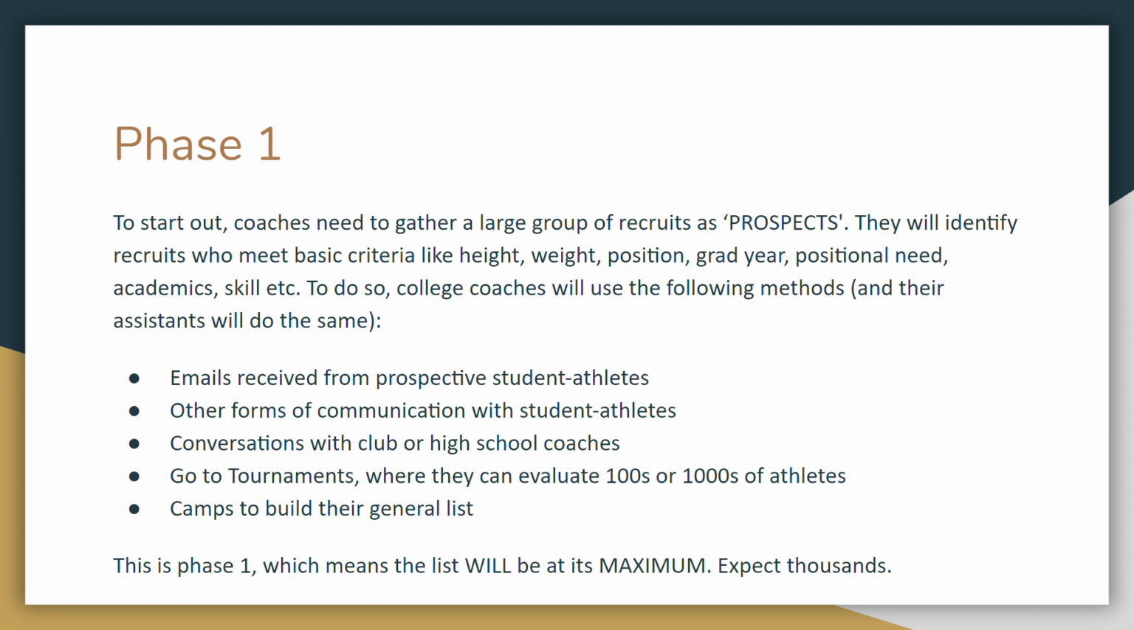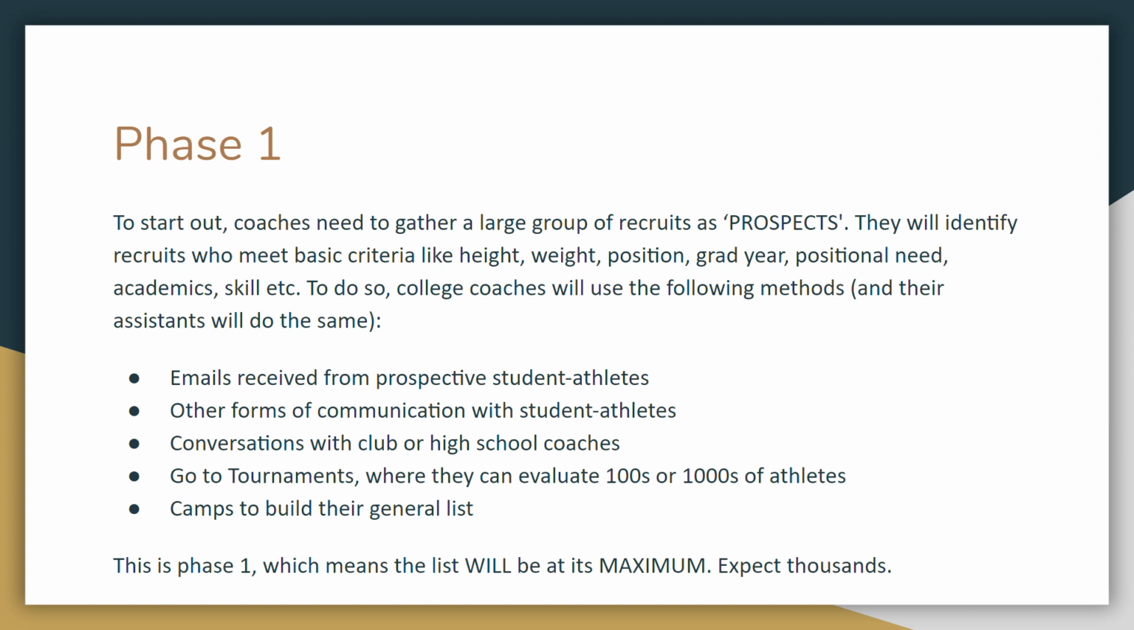So there's a difference between position and positional need. They're going to look at a player on their position, but they're also going to evaluate players based on what they think they're going to need positionally. So don't be confused by the two. A position is a certain position a player plays. Positional need is what the coach or the coaching staff need. So for example, I might play as a center midfielder, and that's why they're looking at me, but a positional need that they have is a center back. They're also going to look at academics, skills, level of play, etc.